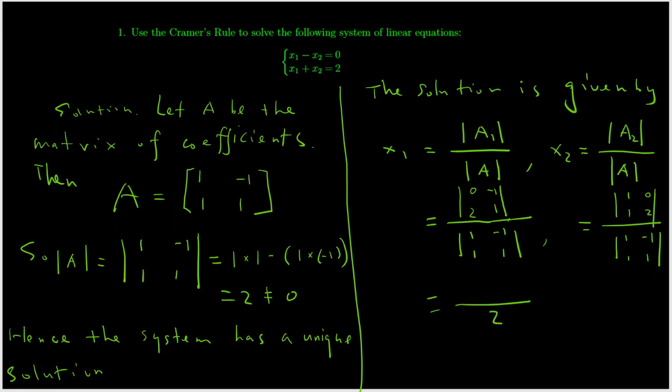The denominator is 2, right? Anybody want to tell me the numerator? The numerator, please. 0 minus 1, minus 2 times 1. I think the numerator is 2, okay. If we keep on going with the x2, the denominator is 2, the numerator, I believe it's easy to see the numerator is also 2. Eventually, x1 value is 1, x2 value is 1. That is the solution, right?